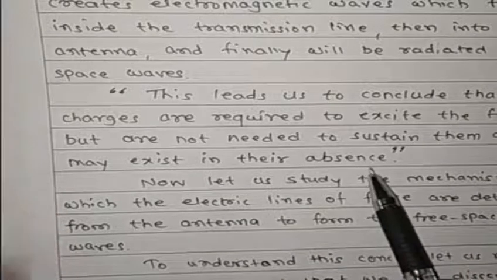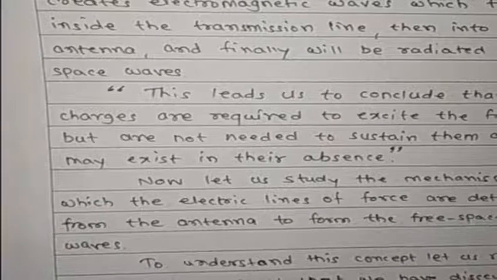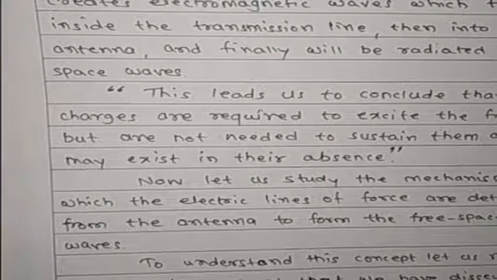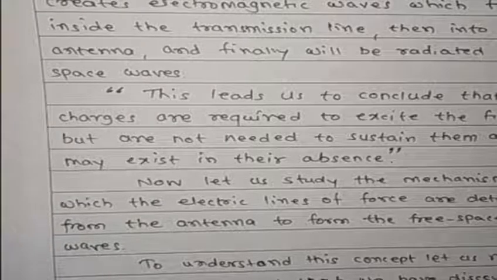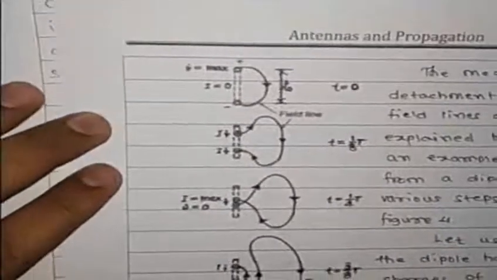the disturbance is stopped. Now let's study a mechanism by which these electric lines of force are created and how they travel, by taking a simple example of a dipole.